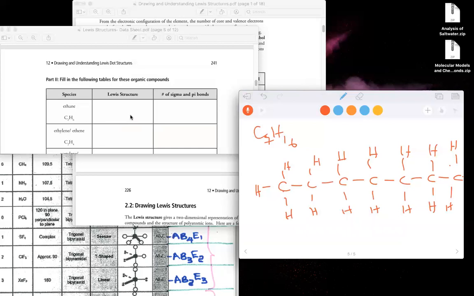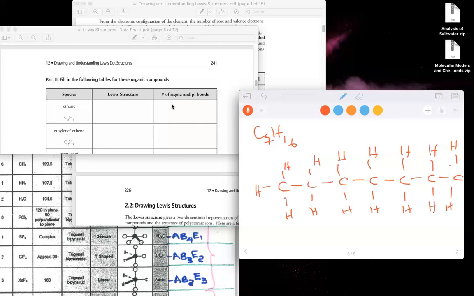How are you going to complete this column right here? Number of sigma bonds and number of pi bonds. First of all, I know you're familiar with single bonds, double bonds, and triple bonds, with a single line, 2 lines, and 3 lines, and you know how many electrons are in there.